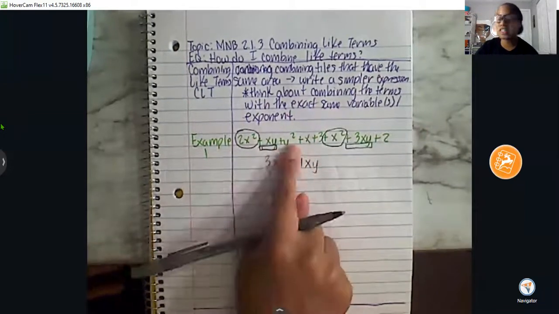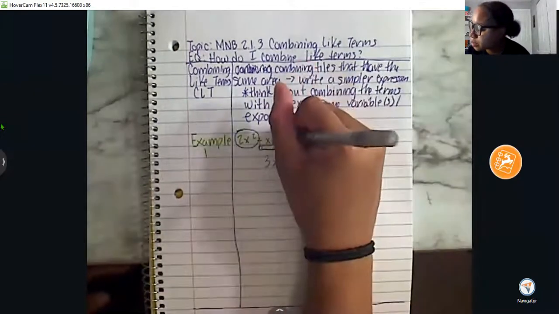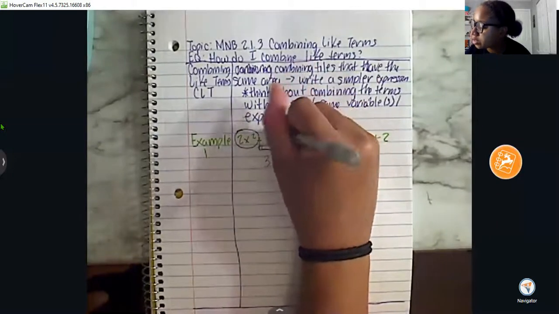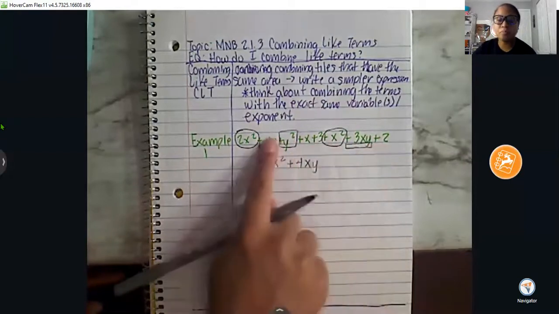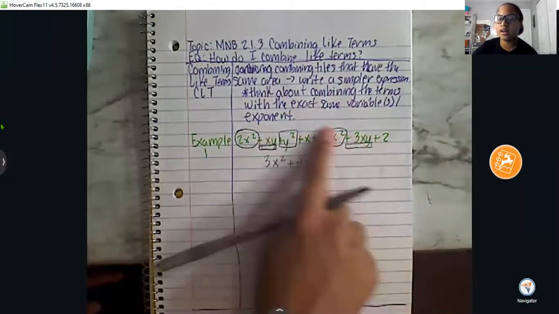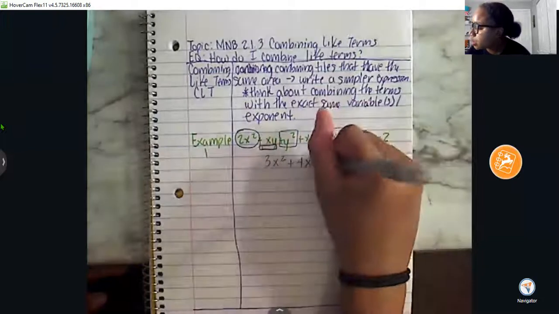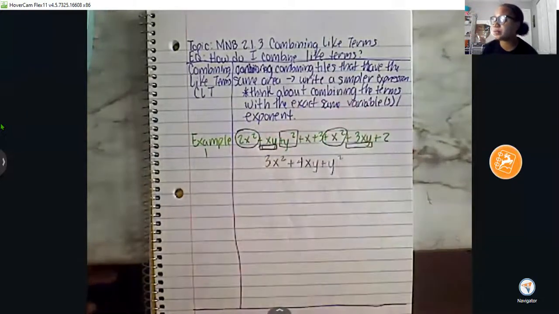And then I'll go to the next term, which is y squared. So then I'll put a square around plus y squared. And then I'll look, do I have any y squareds? And I was like, nope, there's none left that I haven't touched yet. So then I will just write it down, y squared.